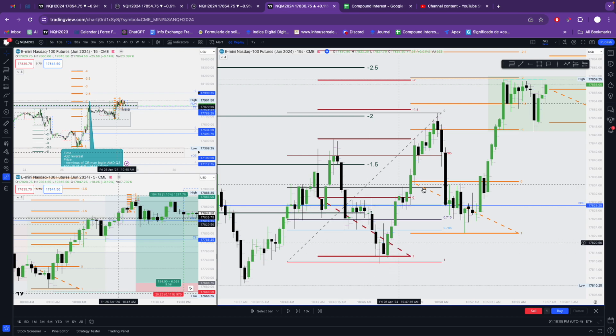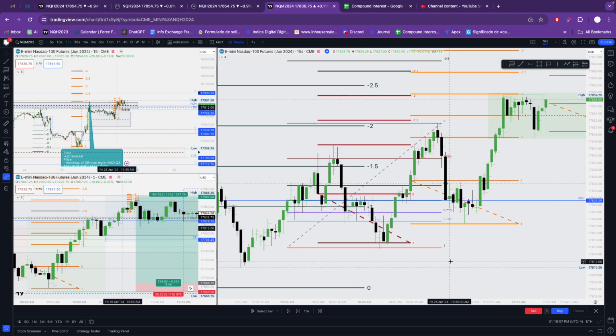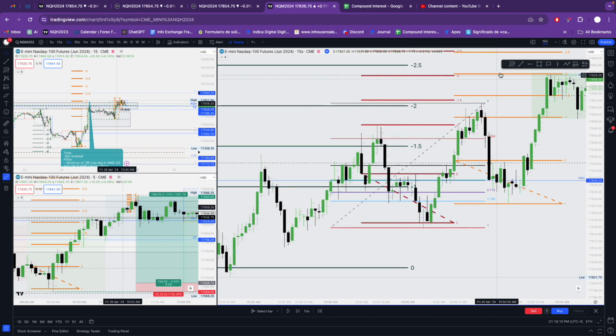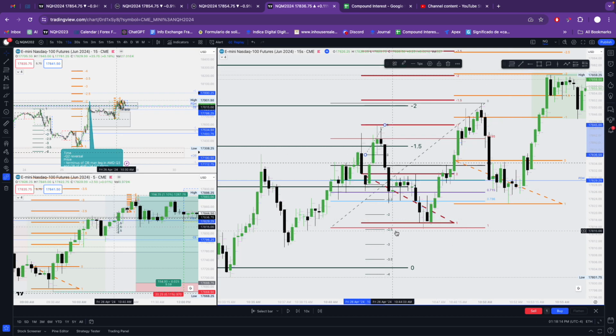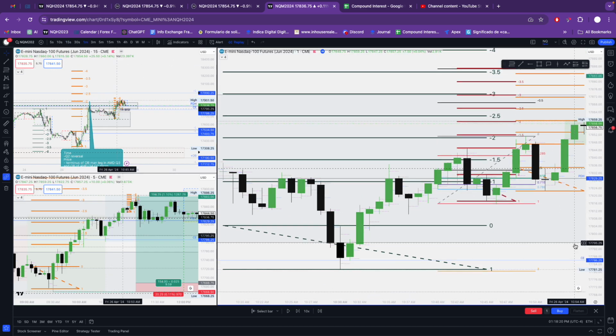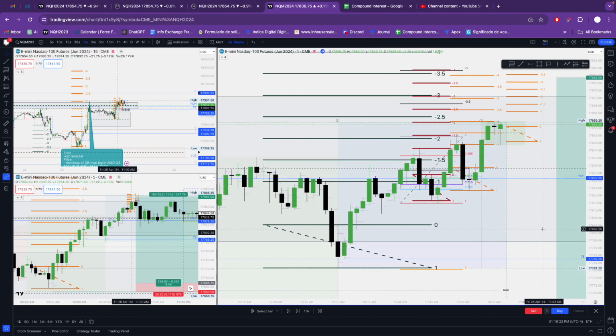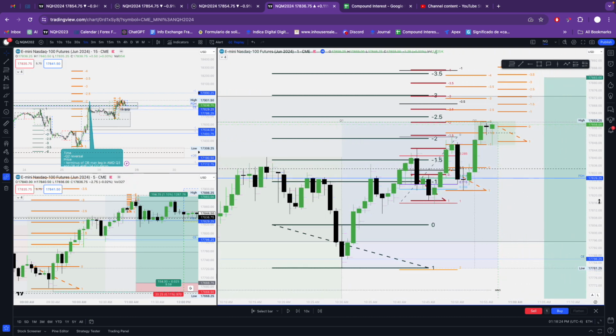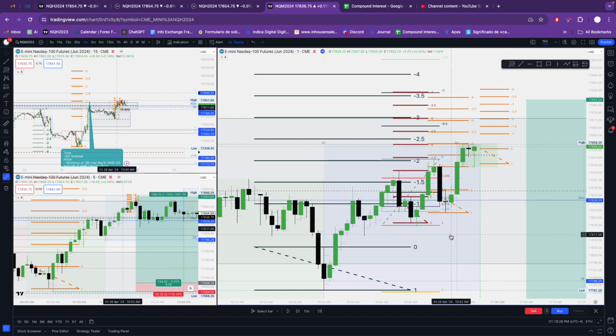Accumulation, manipulation, distribution. Inverse, inverse. Let's take this one. Boom. Negative 2, 2.5. Boom. Right there for you. That's what that looks like on the 15 second. So if you don't have one on the 1 minute, drill down to the 15 second to get the same retracement projections, and then you're good.